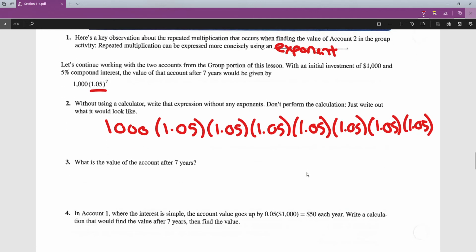Number 3 then asks us to actually figure out the value of the account after 7 years. At this point, you want to put it in the calculator, either as the expanded one or as the one with the exponent. The answer should be around 1,407 and 10 cents.